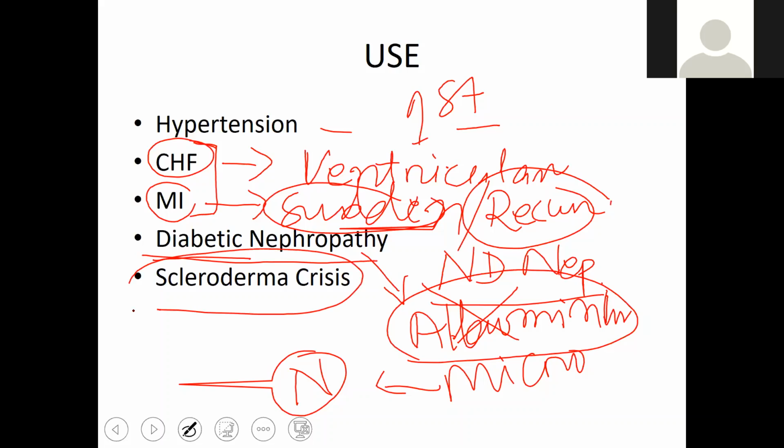In scleroderma crisis, what happens? Actually, there is increased formation of renin by the JG cells. It is one type of autoimmune disorder called systemic sclerosis, particularly the cutaneous variety, that is scleroderma. Whenever a crisis occurs, there is an increased amount of renin release by the JG cells, and this causes renin-mediated hypertension. Renin will cause angiotensin 1 and 2, and subsequently hypertension. So severe hypertension may occur. In that condition, ACE inhibitors are very much useful.